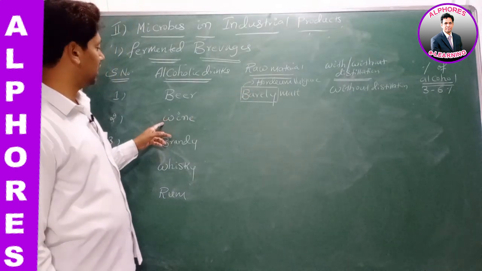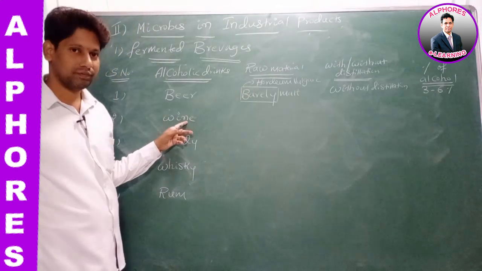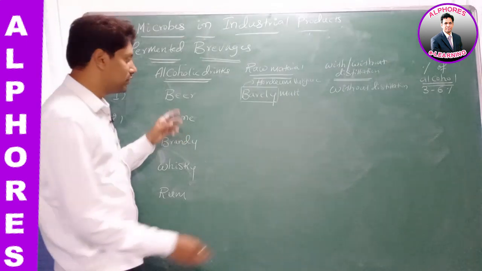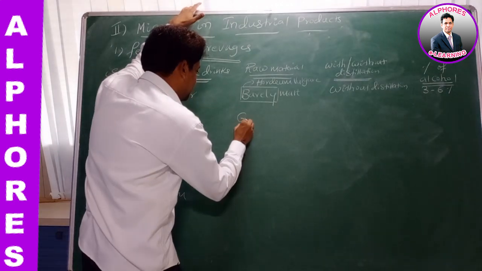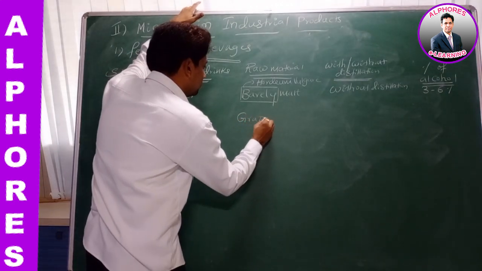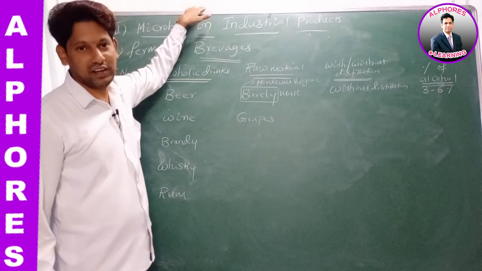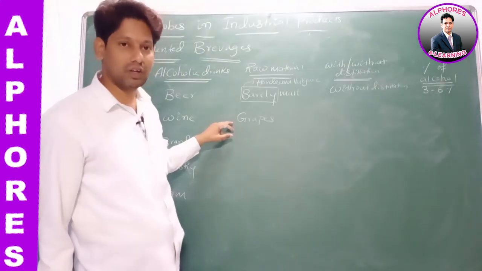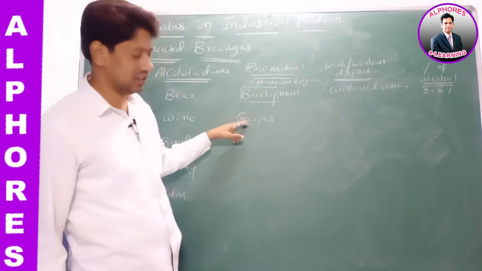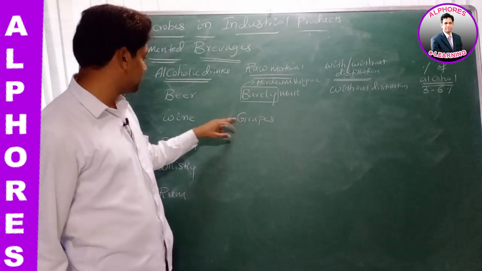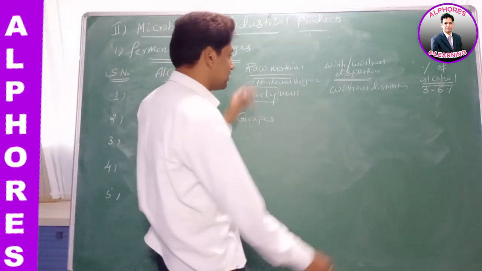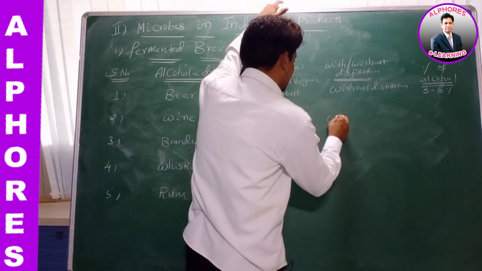Number 2, go for the second one. What is wine? Most of the students are familiar with wine. This wine is produced from grapes, right? The scientific name or botanical name is Vitis vinifera. From these grapes, what is produced, sir? Wine is produced. With or without distillation, it is also without distillation.